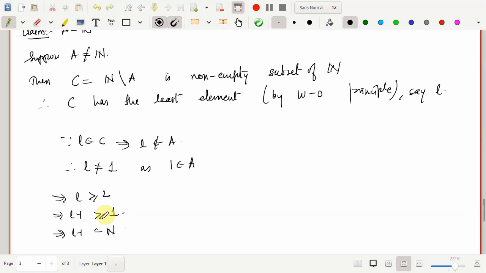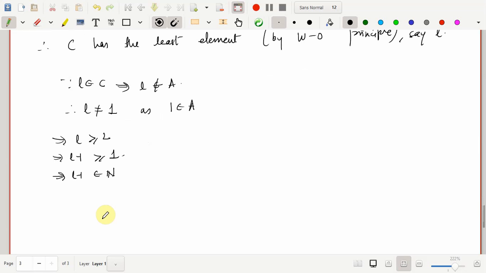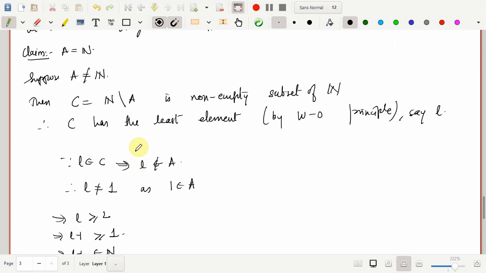Now just look at this. Since L is least in C, this would imply that any element which is lesser than L will not be part of C. So L minus 1 will not be a part of C. If L minus 1 is not a part of C, just look at the way C is defined. C is N difference A. So if any element is not in C, then definitely it has to be in A. That's the definition of a complement of a set with respect to the universal set.